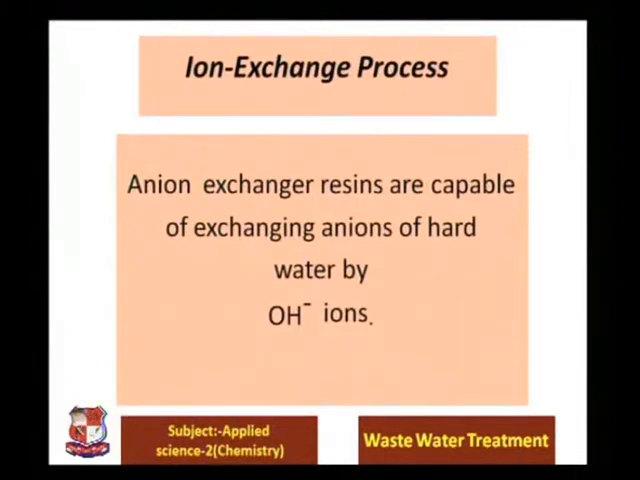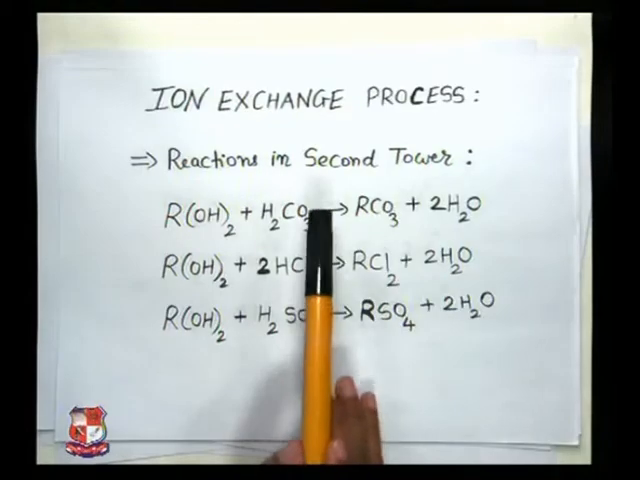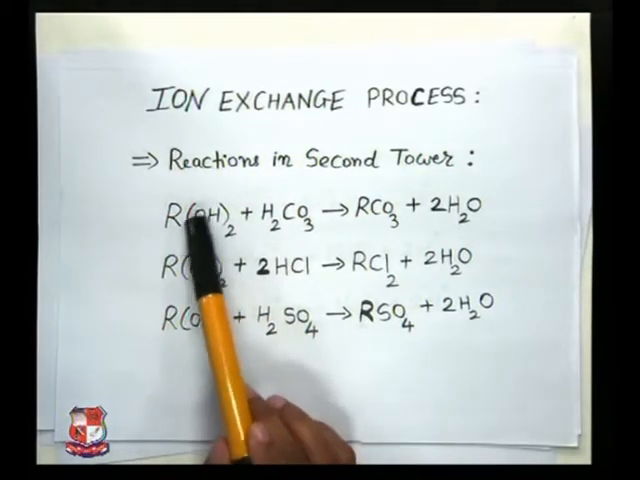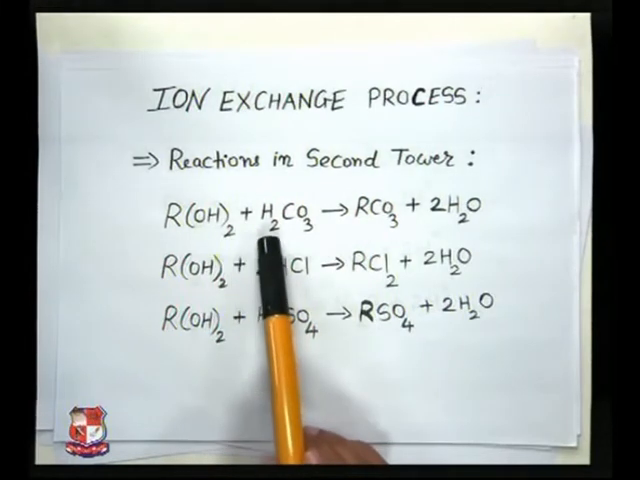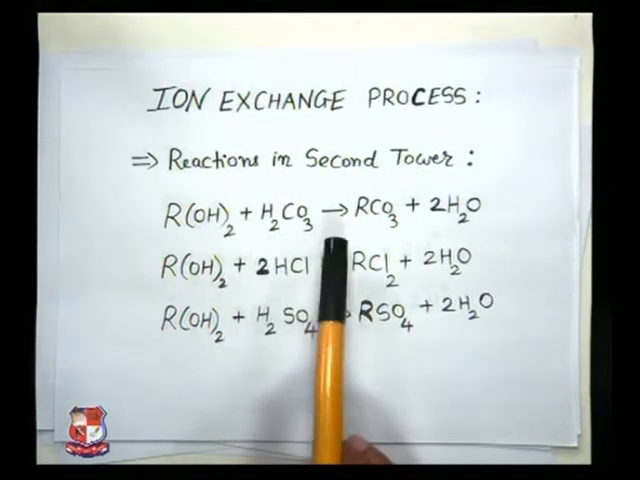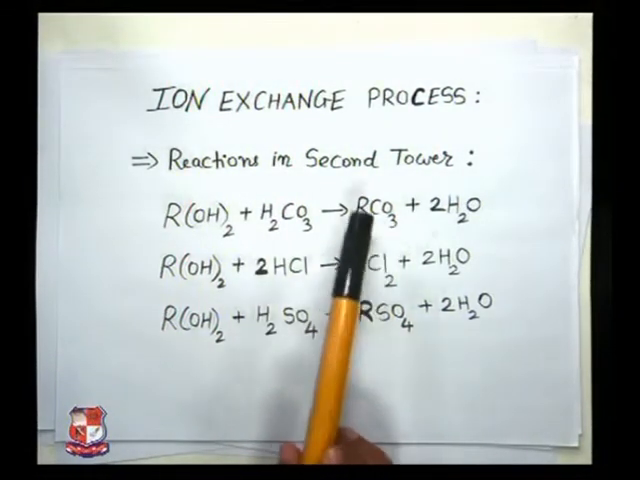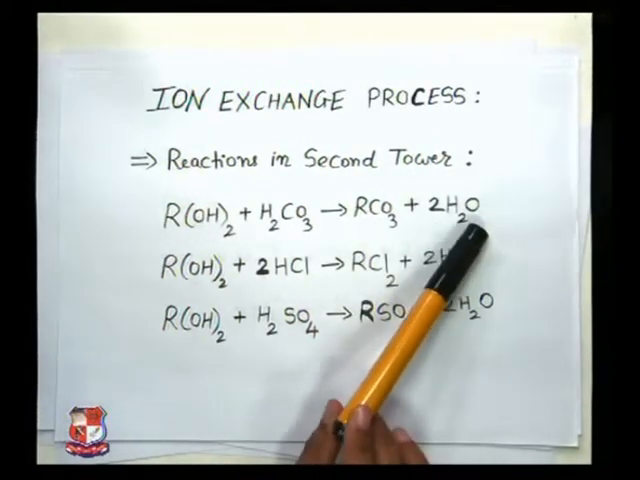These are the anions. Same things. Here, anions are getting exchanged with the OH minus ions. Let us try to see the reaction. Look here, R(OH)2 plus H2CO3 is going to give RCO3 plus 2 times water.